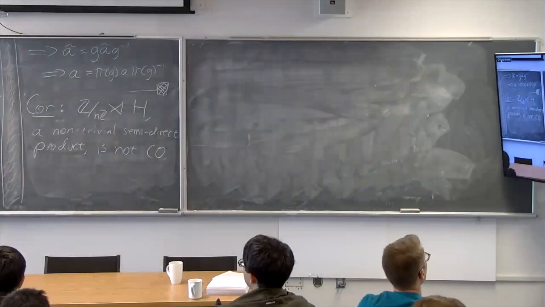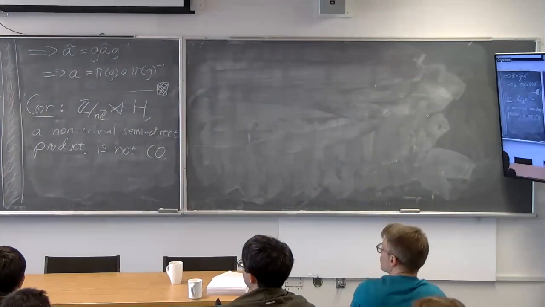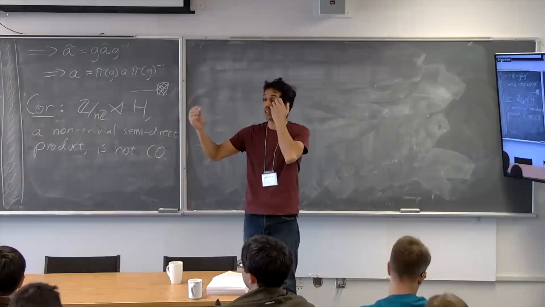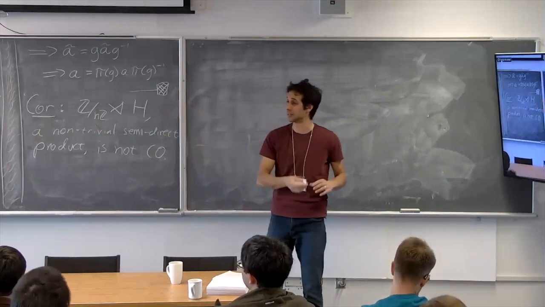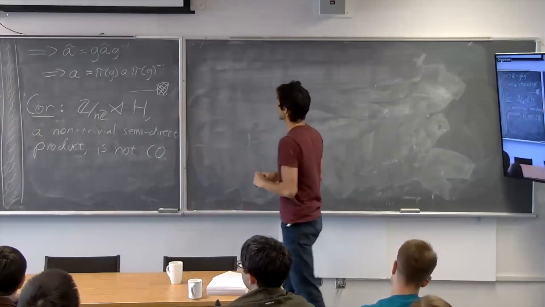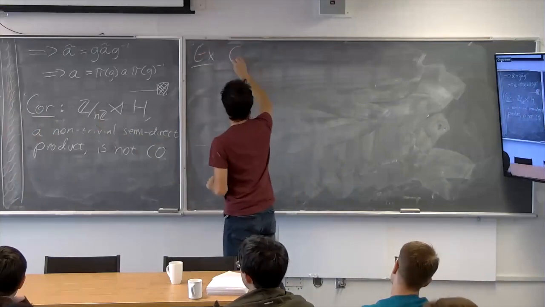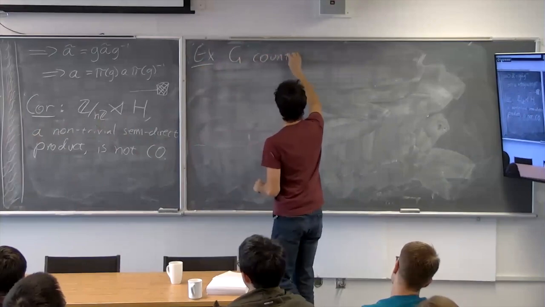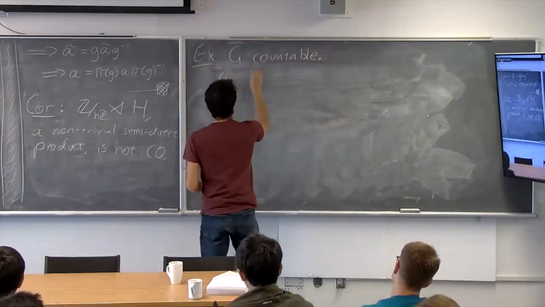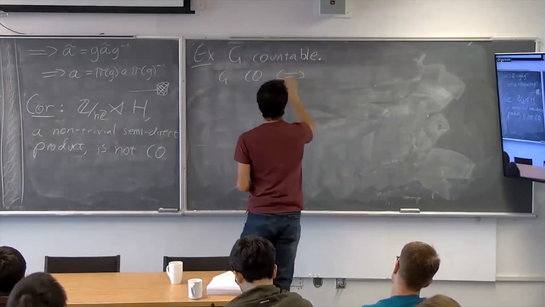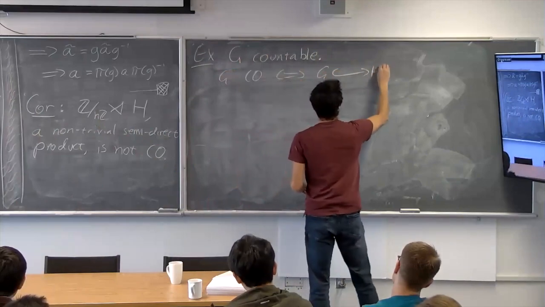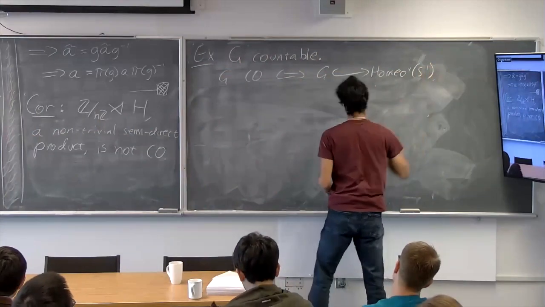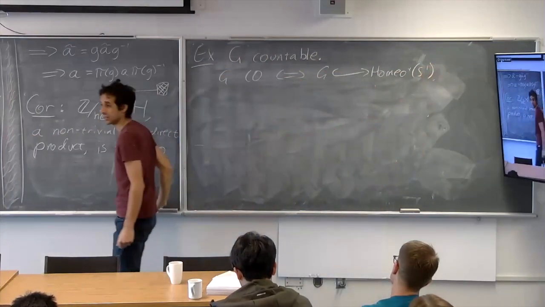Something you can now do using what Adam showed you in lecture 1 or 2. He showed you that every countable left-orderable group embeds into Homeo+(R). Here's an exercise. Let G be countable. Then G is circularly orderable if and only if G embeds into Homeo+(S^1). You can now prove this.